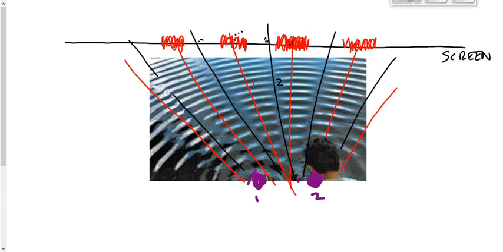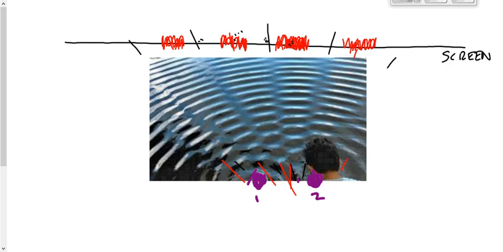For water waves, we don't need that because we can see the interference pattern like we can in this photo. If it's light waves, then we need the screen so that we can observe the interference. Does that make sense?